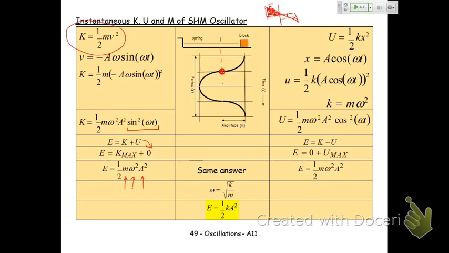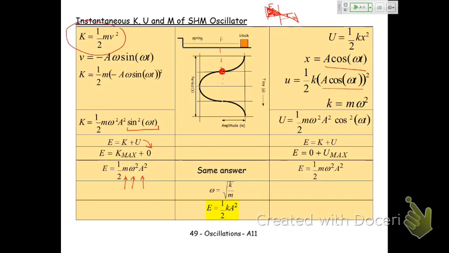If I look over here and say my spring potential equals a half kx squared, I know the expression for x is A cos omega t. Substitute in, I get this guy here. And I have to remember that my k is equal to m omega squared. So then u is equal to a half m omega squared A squared cosine squared omega t. One's a sine, one's a cos. And then we add those two together.